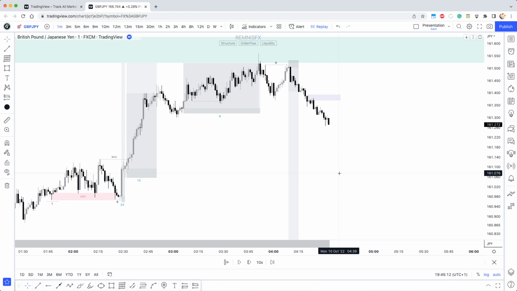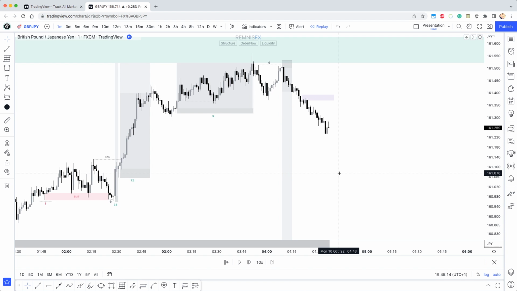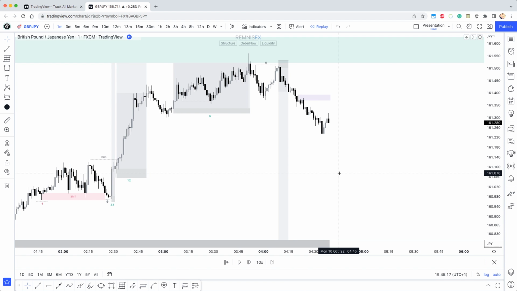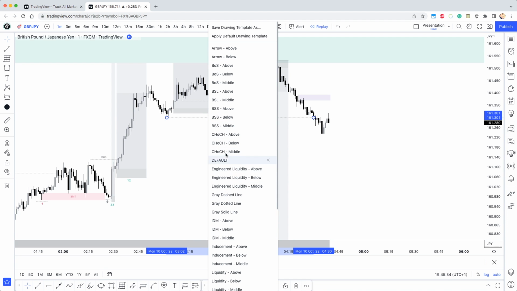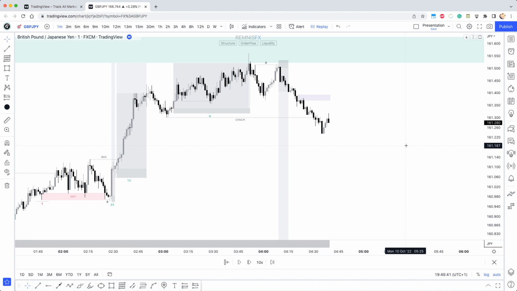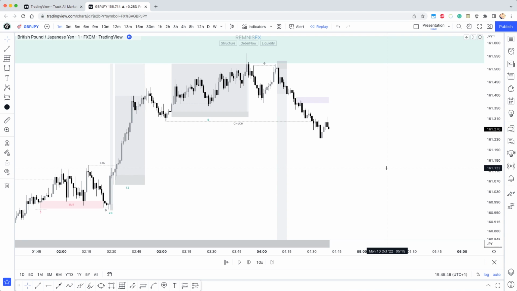Okay, goes down, and this is obviously now our change of character, this one, right? Because price topped out, right? So this is our choke or shift in market structure, reversal, change of character, whatever you want to call it. It's all the same. And now let's see.